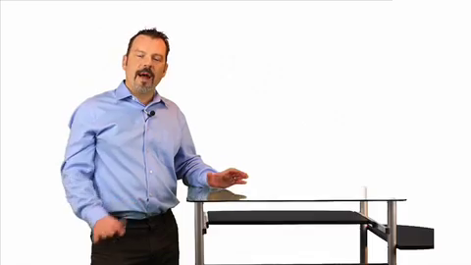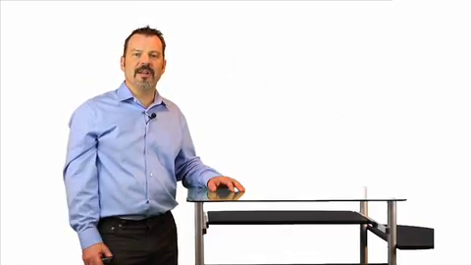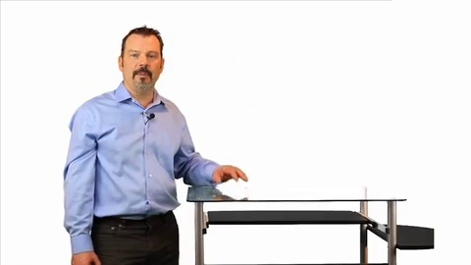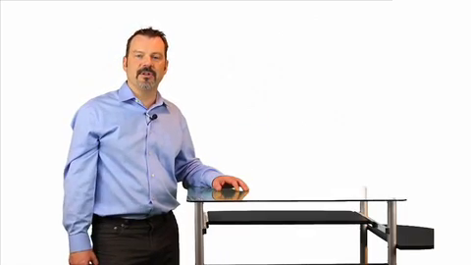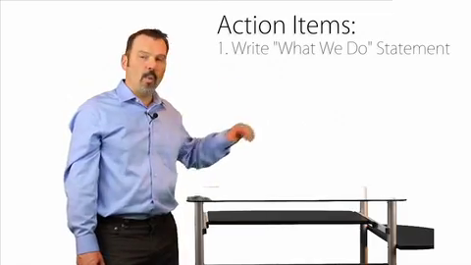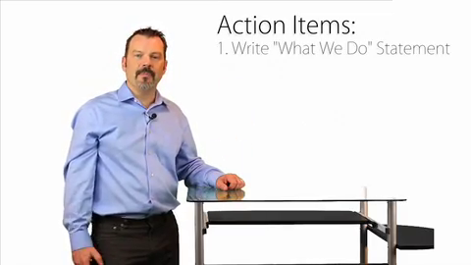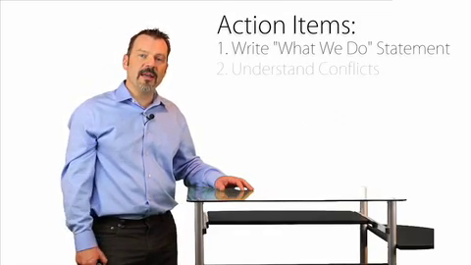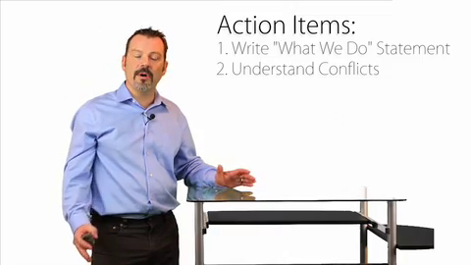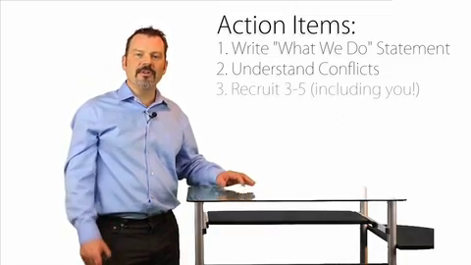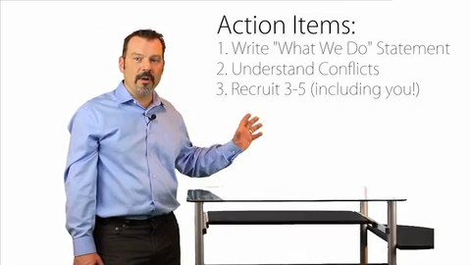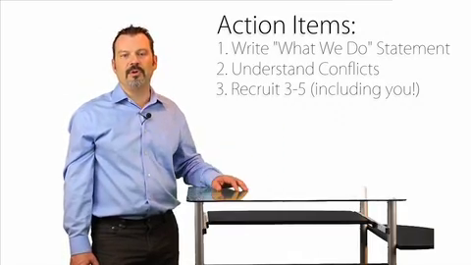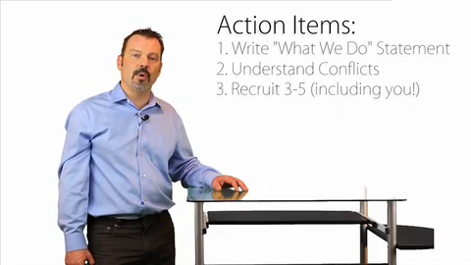So, to wrap this all up and to make this as simple as it can be, let's just recap the main elements of this video and outline your action items. First, write your what we do statement and commit it to memory. It'll serve as a powerful tool for you in all you do. Next, understand the conflicts of interest and avoid or disclose them. Then appoint yourself as a board member and go recruit as few as 2 friends, avoiding those who share a formal business relationship with you or each other.